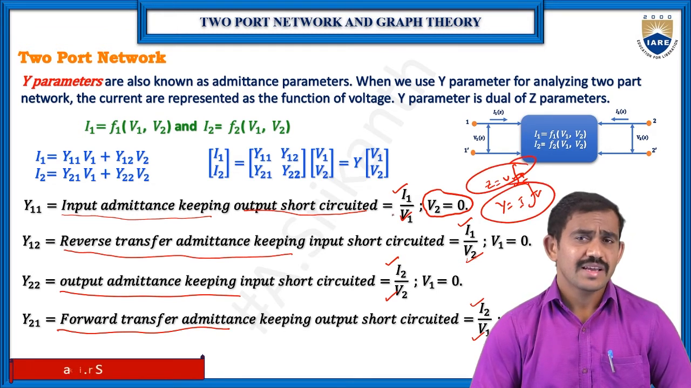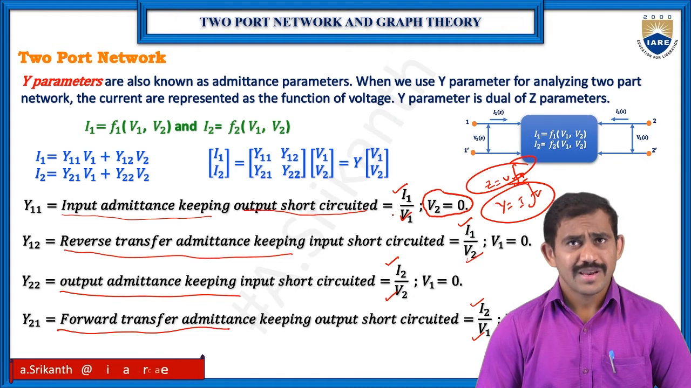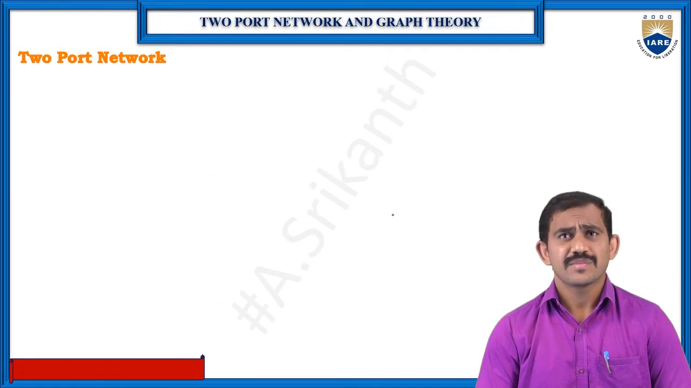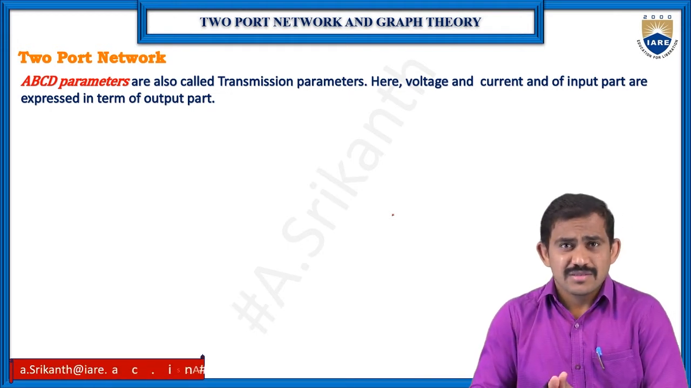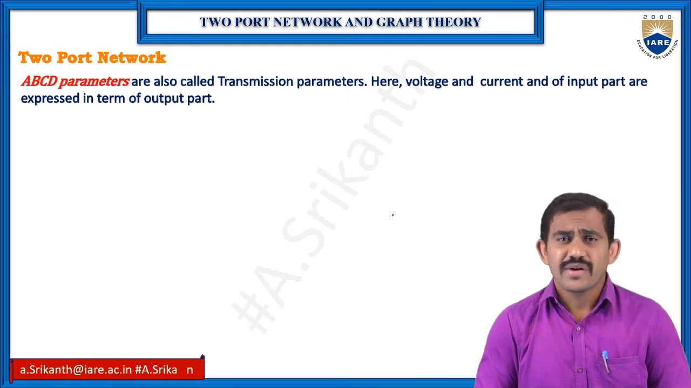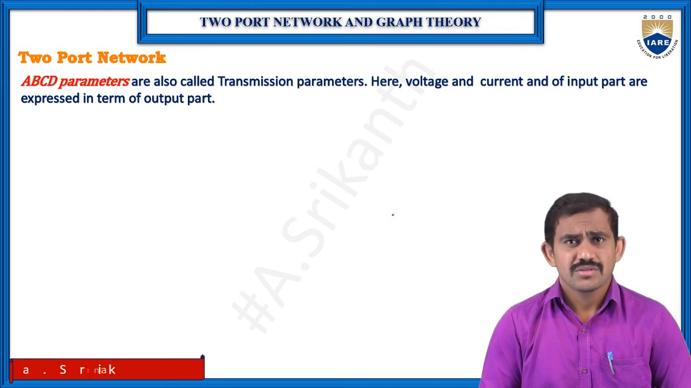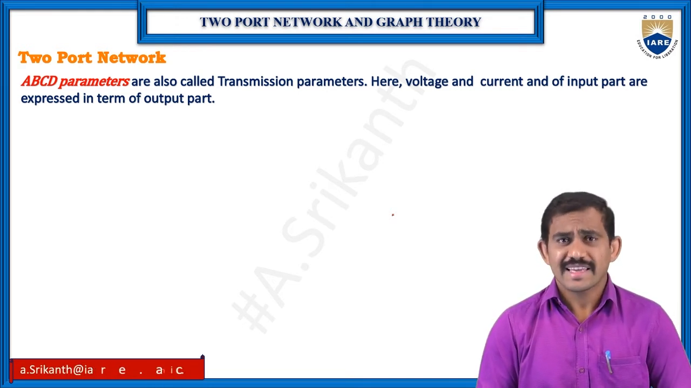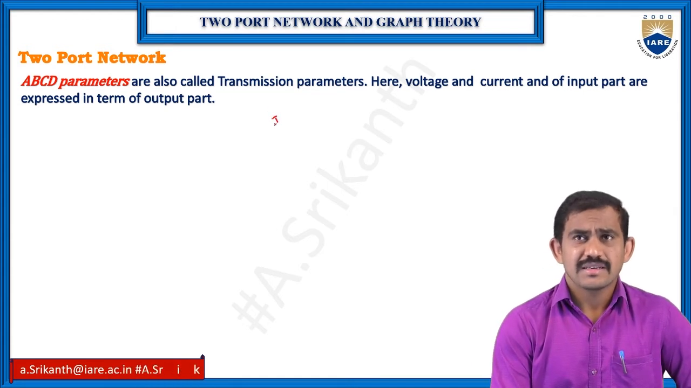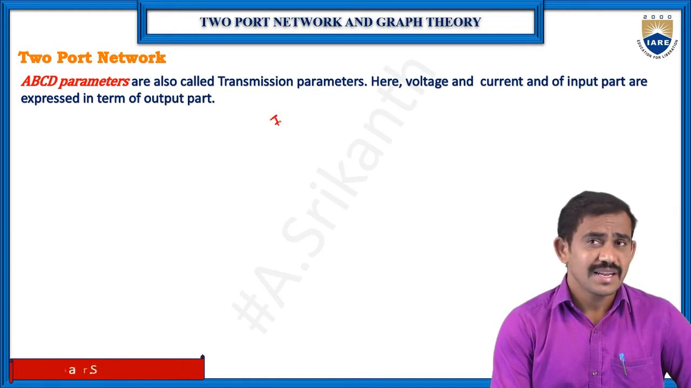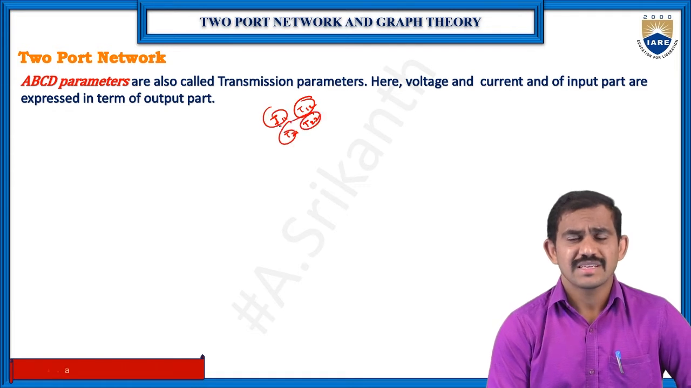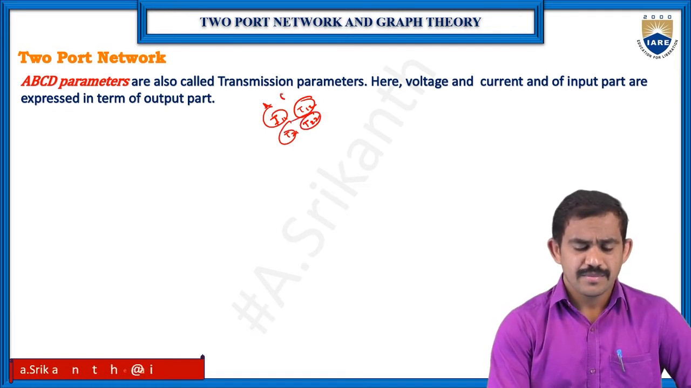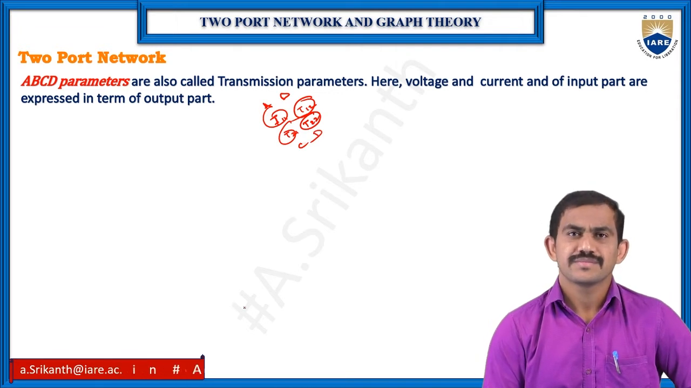Now we are moving to one more set of parameters, that is ABCD parameters. ABCD parameters are nothing but your transmission line parameters. Where you have the transmission line, there I want to find those values A, B, C, D. You can write A, B, C, D as T11, T12, T21 and T22, the primary side and secondary side values.